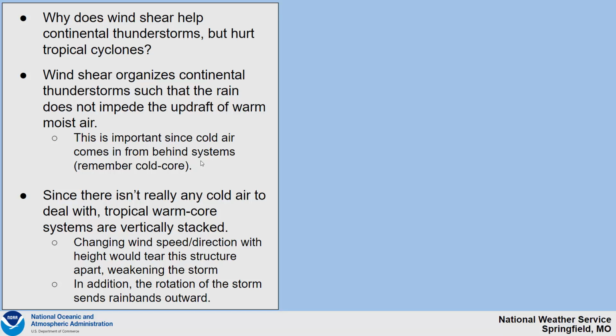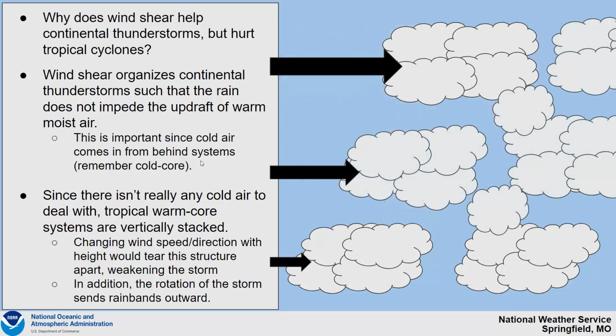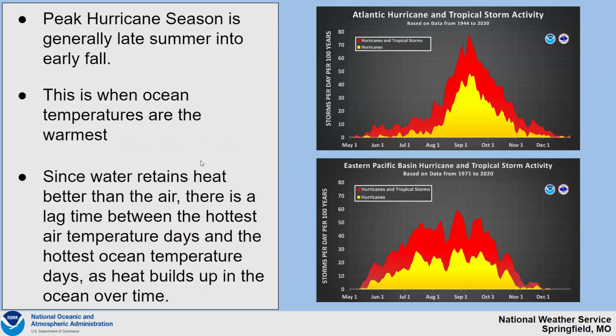Remember, these are warm core systems, and recalling from how warm core systems are formed, the low pressure is stacked in the vertical. So, in order to stay vertical, there needs to be little change in wind speed or direction with height. If there is wind shear, this would shear away those vertically stacked low pressure areas and basically tear the system apart. So, weak wind shear or a lack of wind shear is needed for hurricanes to form and sustain themselves.